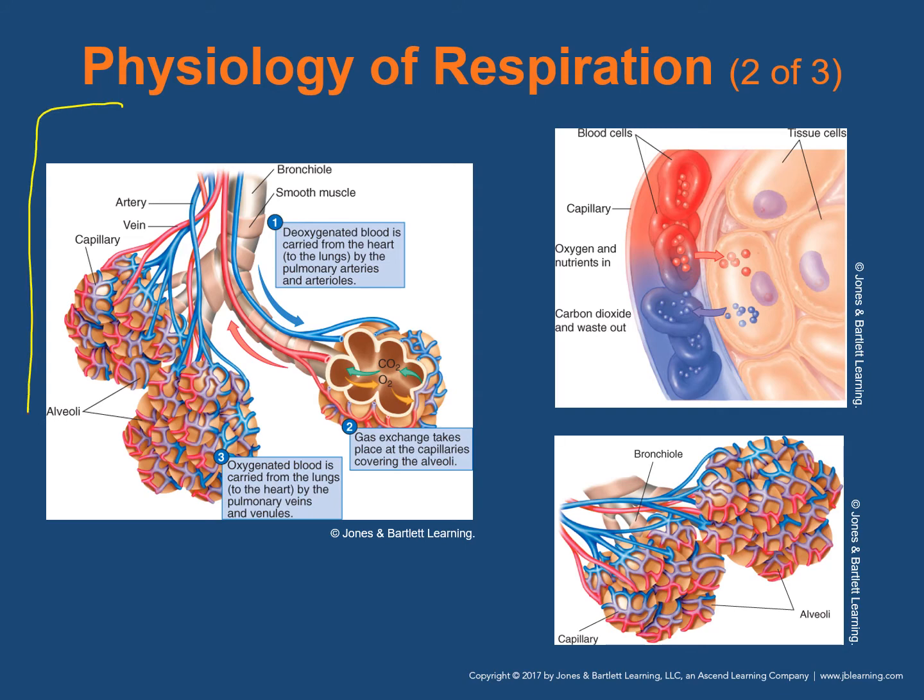Okay, this first picture here is showing you that external respiration. Number 1, the deoxygenated blood is carried from the heart to the lungs by the pulmonary arteries and arterioles. And then number 2, gas exchange takes place at the capillary covering the alveoli, and the oxygenated blood is carried from the lungs to the heart by the pulmonary veins and venules, and then transported to where it needs to go. So this would be external respiration.